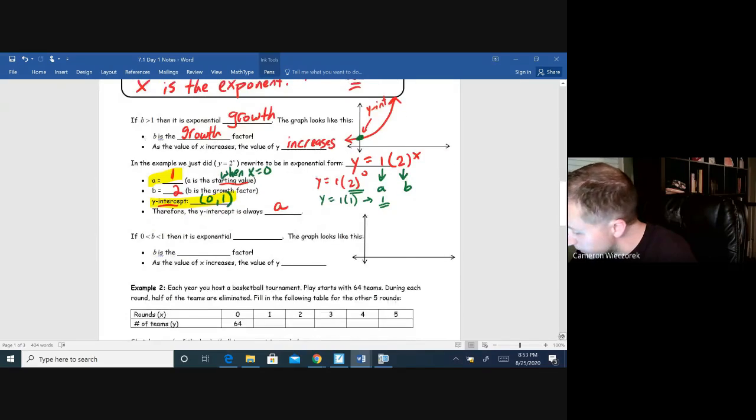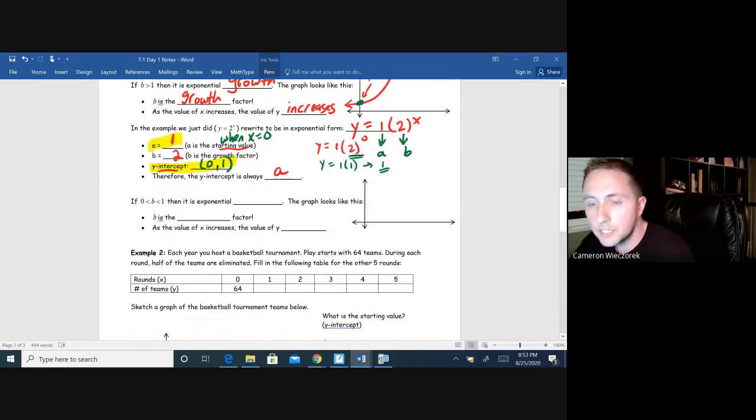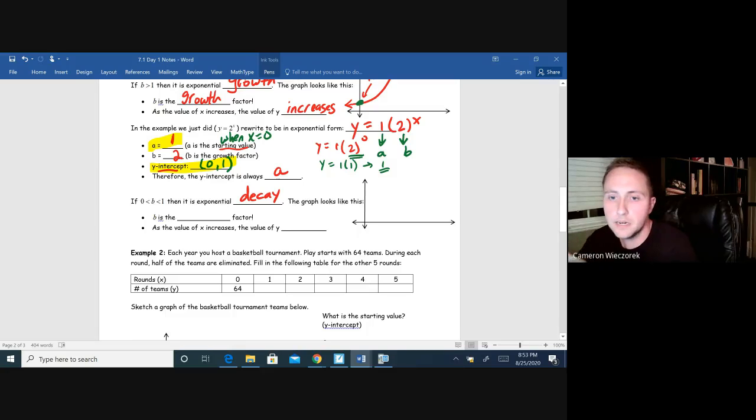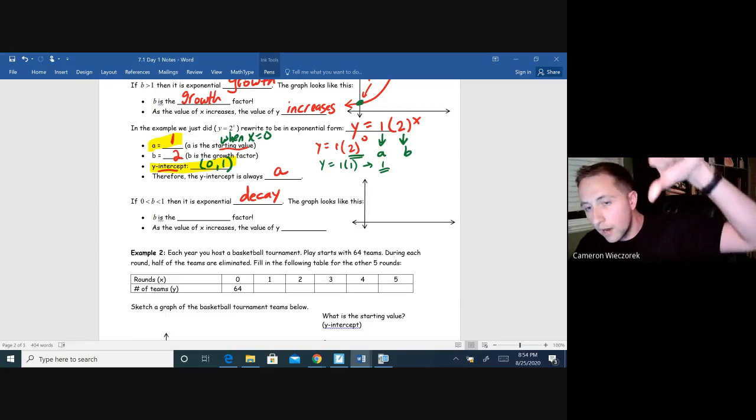Okay, so if B is bigger than 1, it's growth. But if your B value is between 0 and 1, maybe like a half or a third or 0.4, that's what we call exponential decay. Because what happens when you start multiplying by, say, a half? If I take 16 and I multiply it by a half, it turns into 8. If I take 8 and I multiply it by a half, it turns into 4. The numbers are getting smaller now. As X gets bigger, Y is going down.